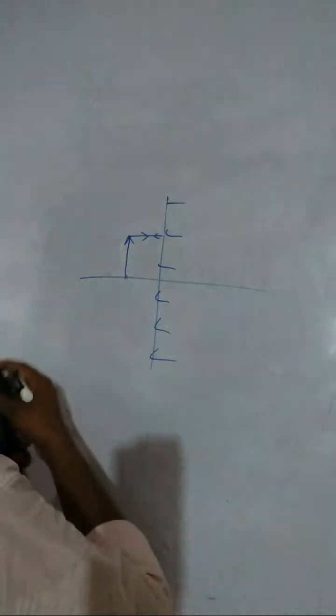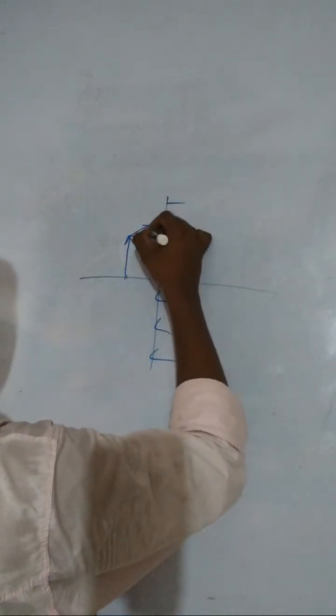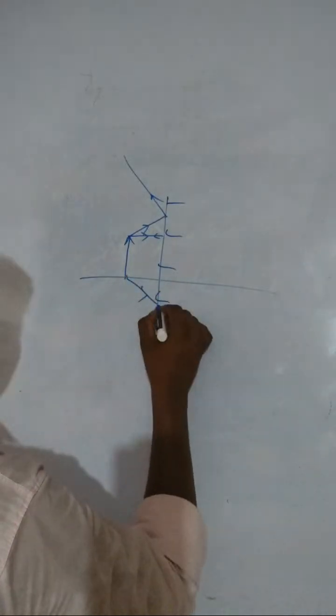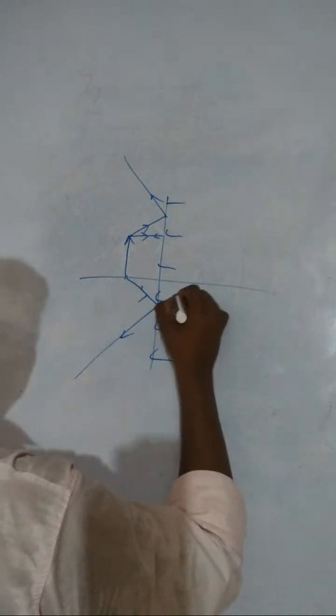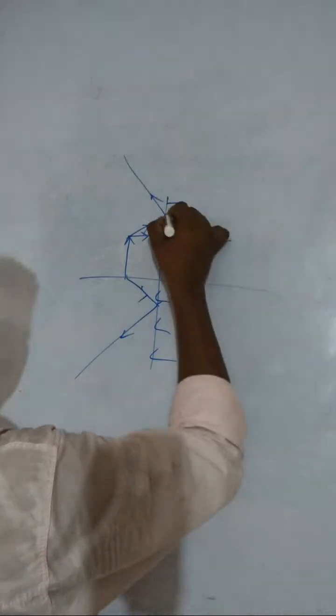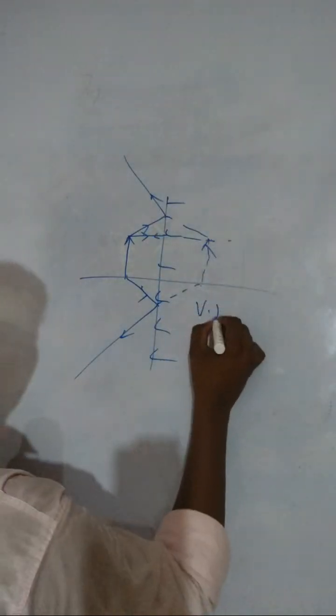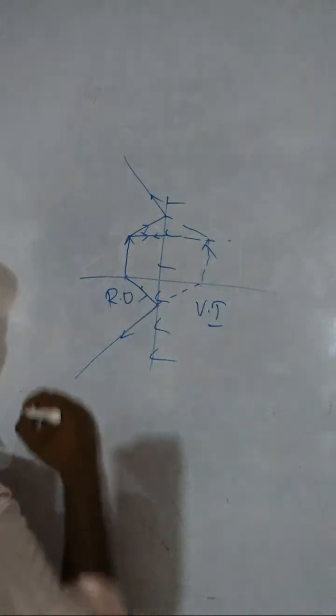Another light ray we have to take from here. How many light rays are required to form the image? A minimum of 2 light rays. One light ray I am taking, and another light ray I am taking like this. It will be reflected back. If you extend these light rays, the image will form here. So this is a virtual image, and this is the real object.